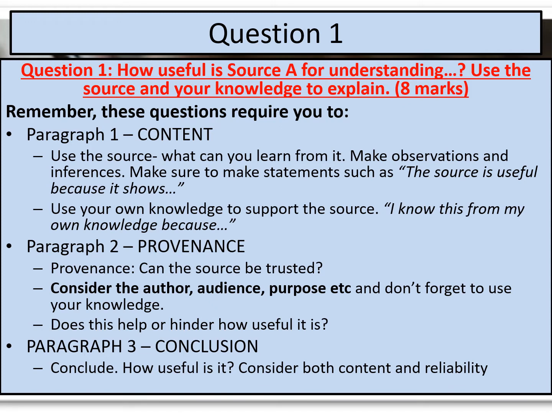Now, when we get to paragraph 3, we're then just doing our conclusion, where we're coming to an overall judgment. It's asked us, how useful is the source for understanding the topic? We need to actually make a judgment on that. Is it very useful? Is it useful to an extent? And we want to consider both the content and also the reliability. So we need to blend our answer thinking about content and provenance.